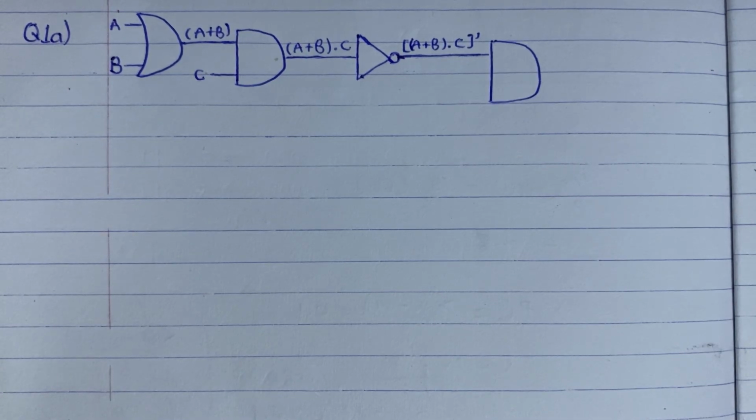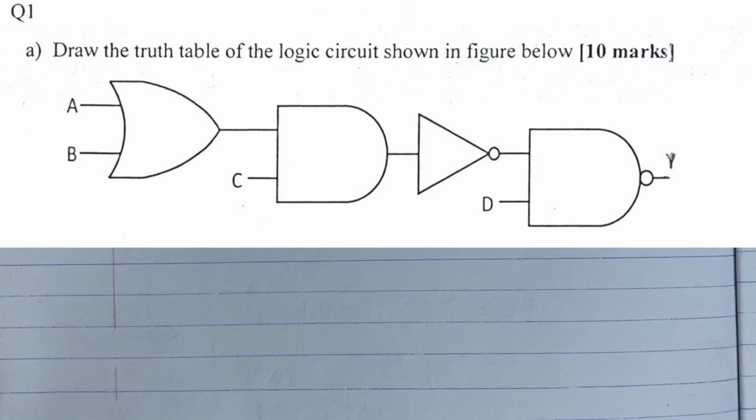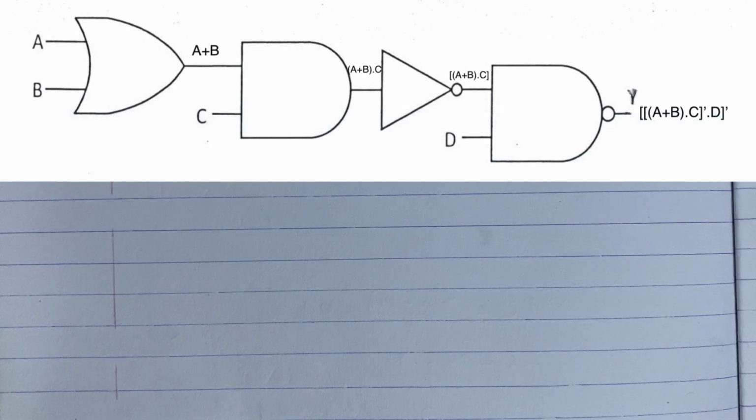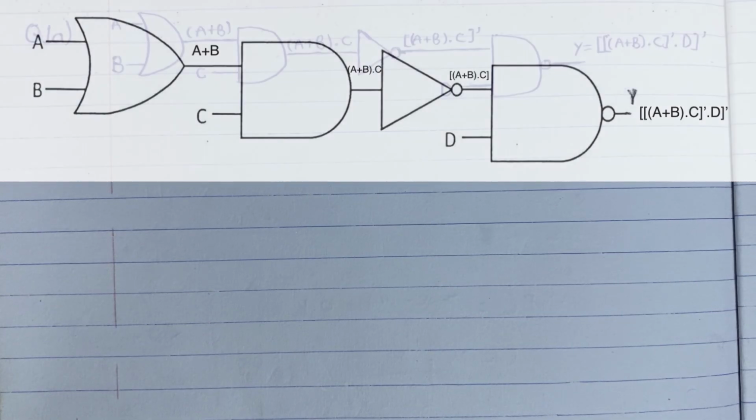This will be the input for our AND gate, and the other input is D. So the bubble symbol indicates that it's a NAND gate, not AND. So our final output will be the complement of A or B and C complement and D, since it's a NAND gate, the complement of the AND gate.